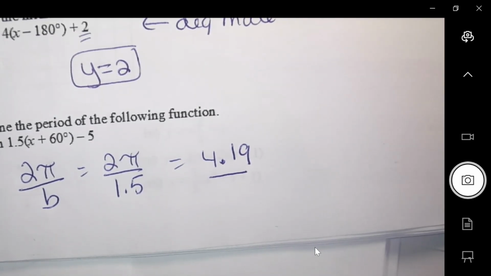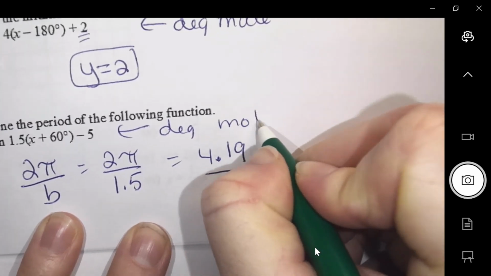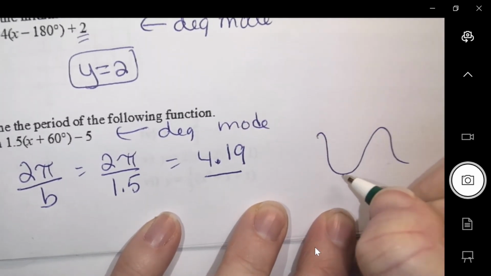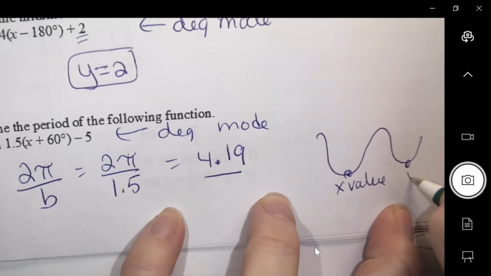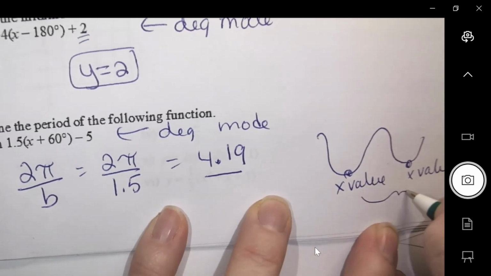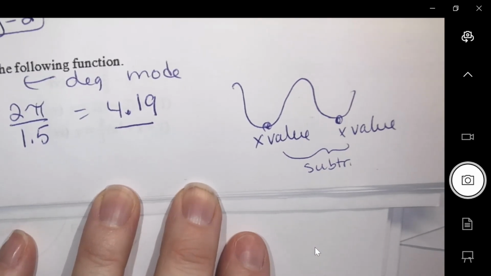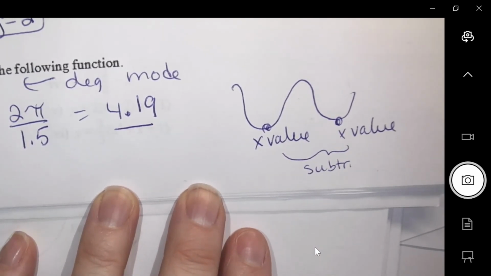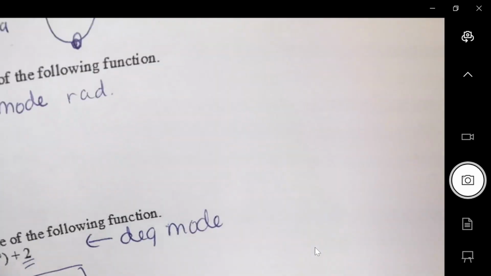If you forgot what to do, you can always graph it. What mode, again, would you need to look and say, what mode do I need to put in my calculator before I graph it? I would need this in degree mode, and then I could get an x value. And then I could subtract those x values, right? If I forget, I could do something like that. Obviously, that would take a lot longer.